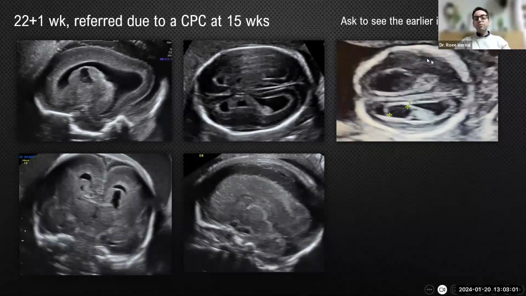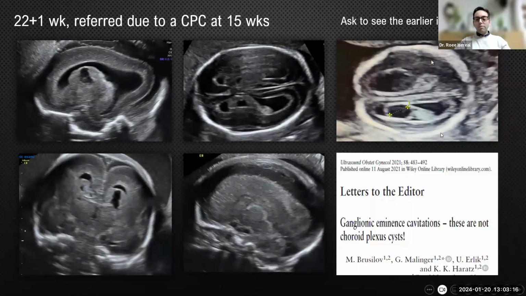And these are the allegedly CPCs. And I think now that you know what to look for, you understand that these were not CPCs. These were ganglionic eminence cystic cavitations. And once we had an additional three or four cases with the same pattern of false diagnosis of early CPCs, we published this letter in the White Journal together with Gustavo and me and Dr.